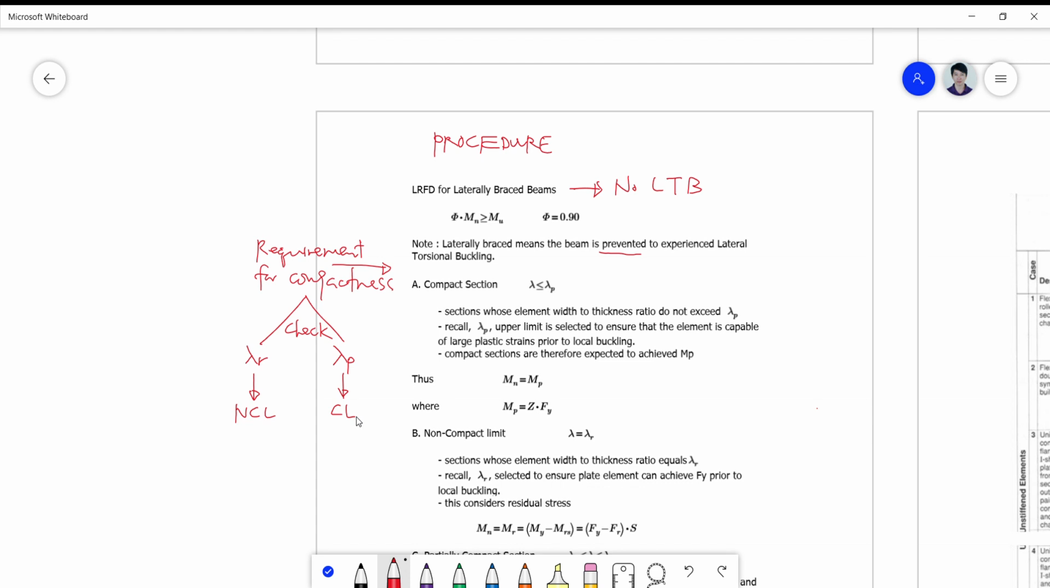So the definition of a slender section now will be outside the boundary of the non-compact limit, wherein those which are not complying with the non-compact requirement will be called slender, and those which will at least pass the requirements for the non-compact limit but do not pass the requirement for the compact limit will fall into what you call a semi-compact or partially compact section.